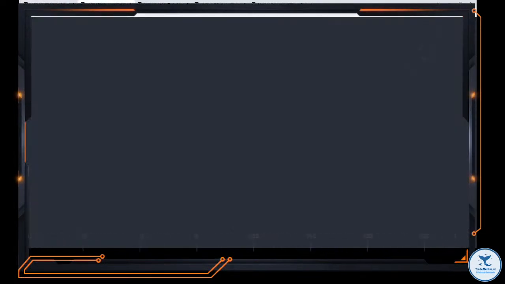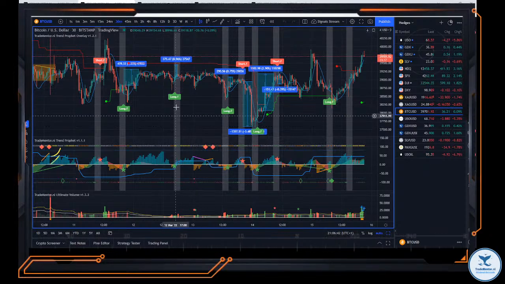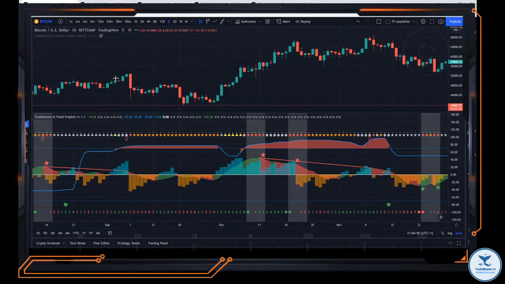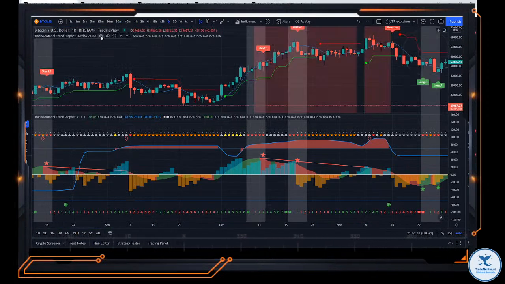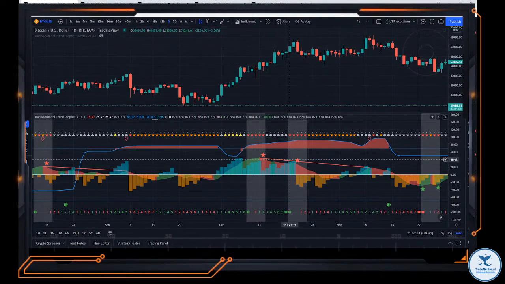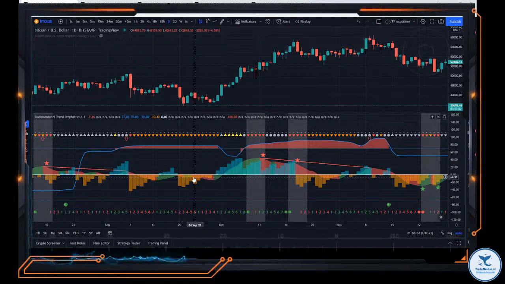So you have been watching me stream maybe some signals based on this indicator, and that's the overlay version. It's just an interpretation of things going on in the trend profit that might be an entry or a confirmation.